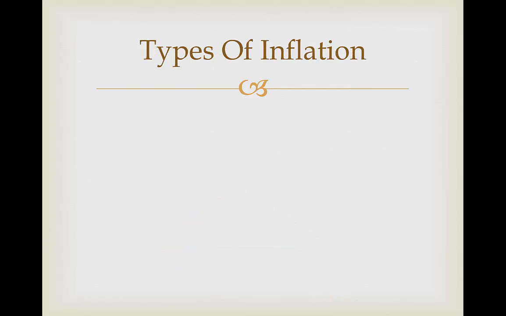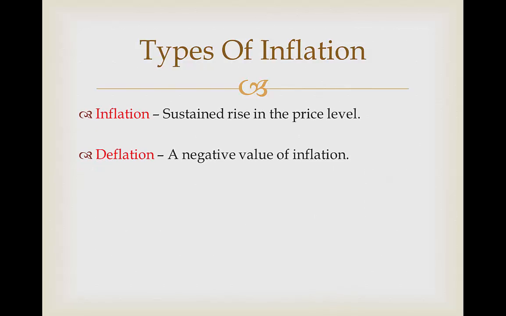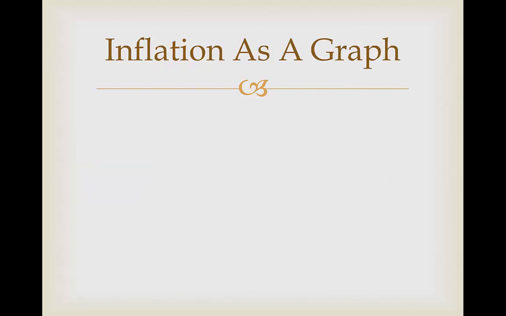Now we're going to be looking at types of inflation. Inflation is a sustained price level change, and deflation, however, is the opposite, a negative value of inflation. Disinflation is a decrease in the rate of inflation, and we're going to have a look at how all of these work on a graph.